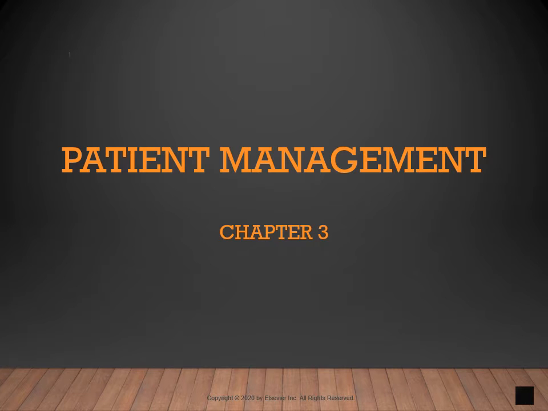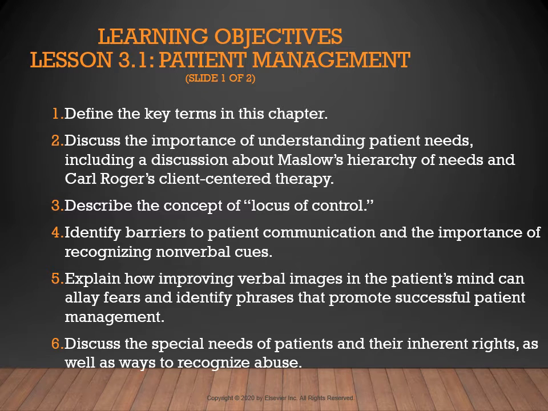Okay, so chapter 3 is about patient management. Learning objectives for this chapter will be to define the key terms in this chapter, discuss the importance of understanding patient needs, including a discussion about Maslow's hierarchy of needs and Carl Rogers' client-centered therapy, describe the concept of locus of control, identify barriers to patient communication and the importance of recognizing nonverbal cues, explain how improving verbal images in the patient's mind can allay fears and identify phrases that promote successful patient management.